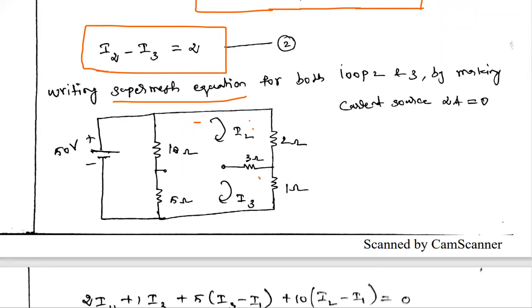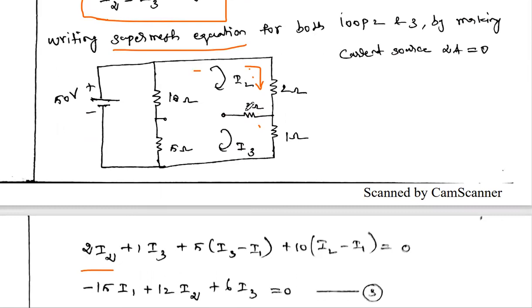If we start from here, the 2 ohm resistor, what is the current flowing through it? I2. So 2 into I2, voltage drop. Then this 3 ohm is just discarded. Then coming here, the 1 ohm resistor, what is the current flowing through it? Only I3. So 1 into I3. Then the 5 ohm resistor is common for loop 1 and loop 3. The resulting current flowing through this 5 ohm resistor is I3 minus I1. So the voltage drop is 5 into (I3 minus I1).